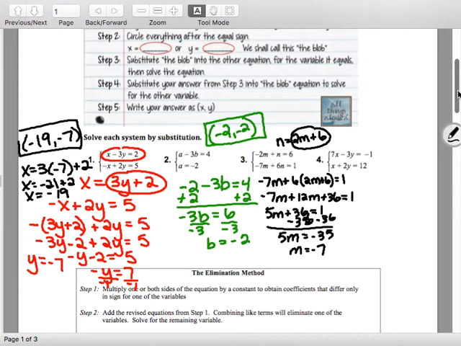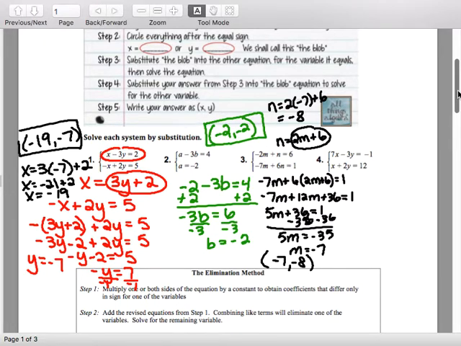So go back up to the blob where I have n equals 2m plus 6, and let's plug in that m is negative 7. So that's negative 14 plus 6, which is negative 8. We always write the answer to a system as an ordered pair, where they intersect. So you're going to do it alphabetically, and it's going to go negative 7, comma, negative 8.